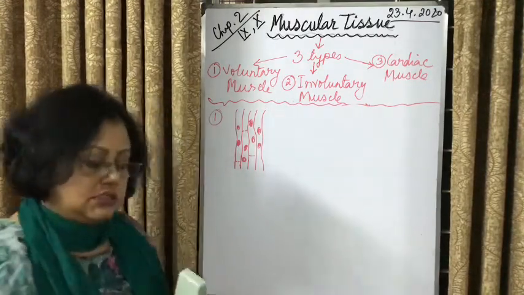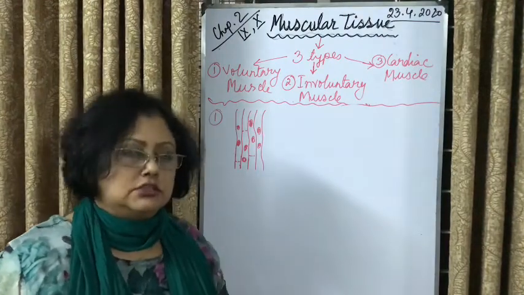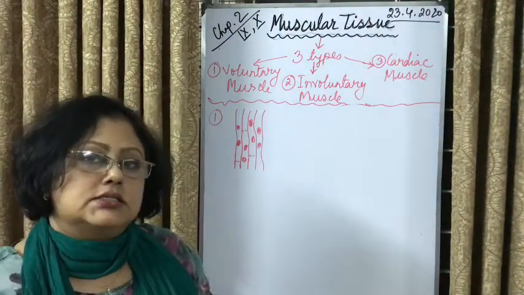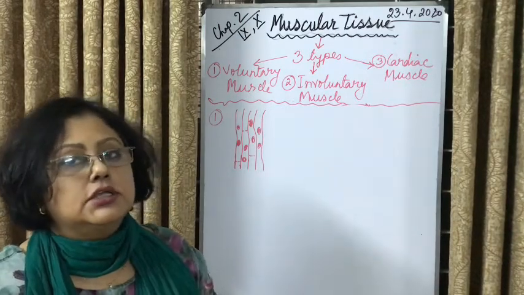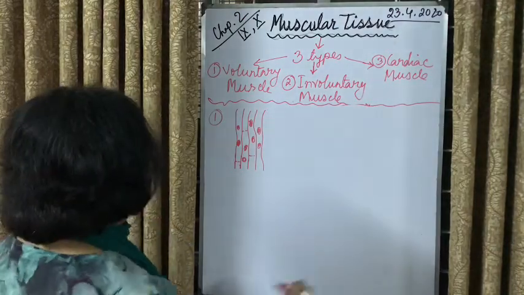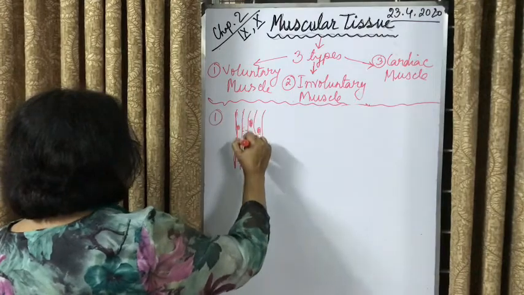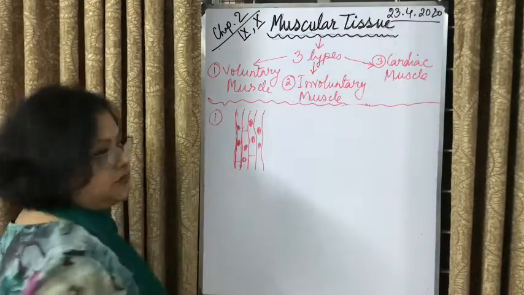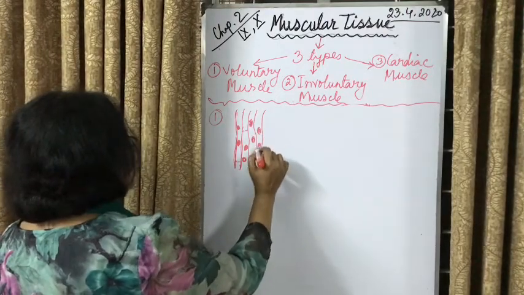So what is voluntary muscle? The muscle which can expand and contract on our own will. These cells are tubular, that means a cylindrical structure containing more than one nucleus. See here, each of the long structures is a cell and contains two nuclei.